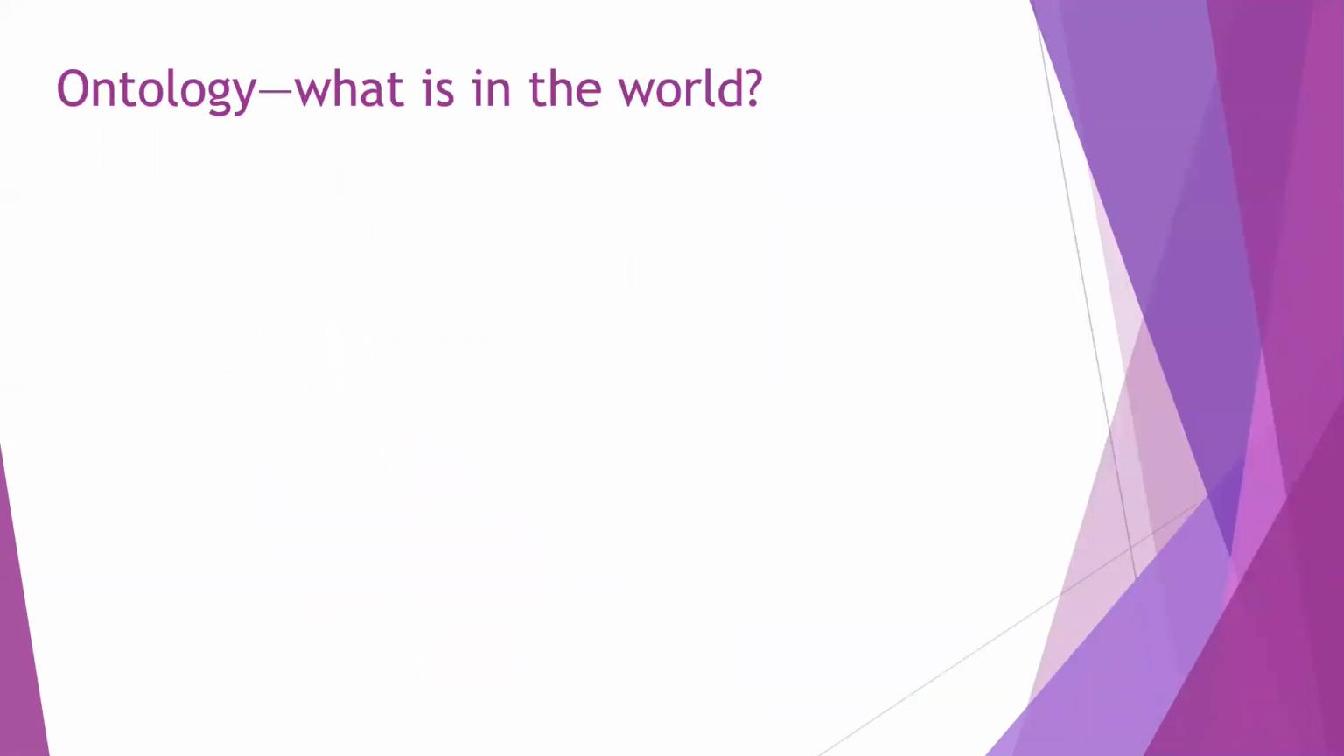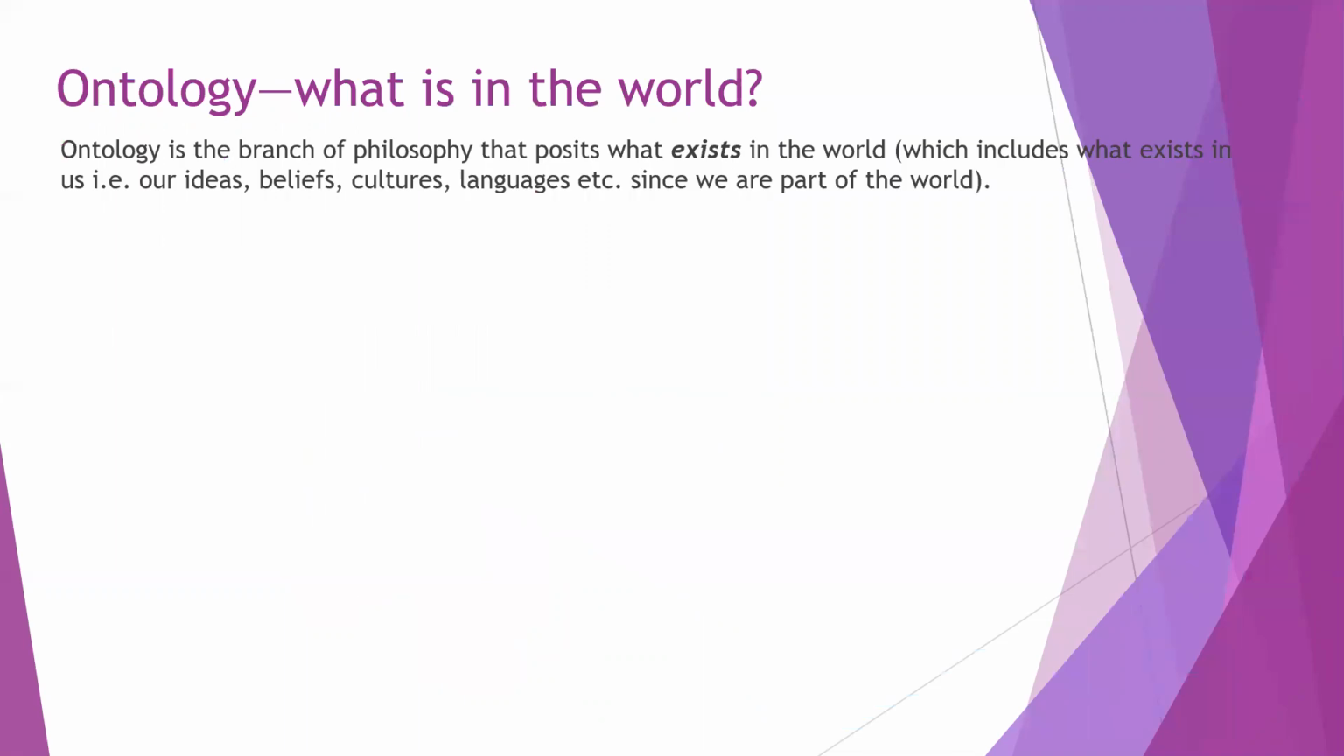So what is ontology? Ontology is what we think exists in the world. It's the branch of philosophy that posits what exists, and that includes, of course, what exists in us, our ideas, our beliefs, our cultures, our languages, because we are part of the world. And so ontology also wrestles with what it is that is culture. Does culture exist? How do we know? How might we see it? How might we know it? How might we study it? What exists is a question of ontology.